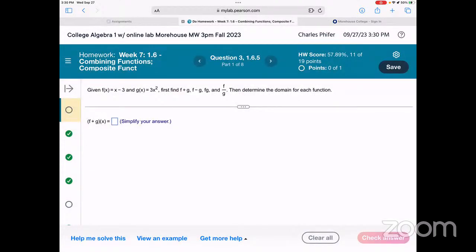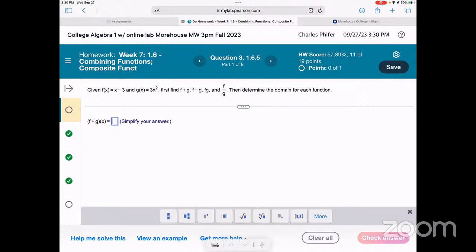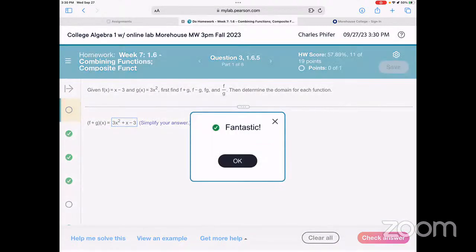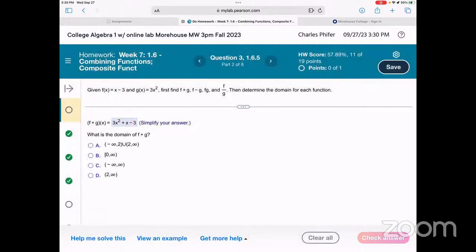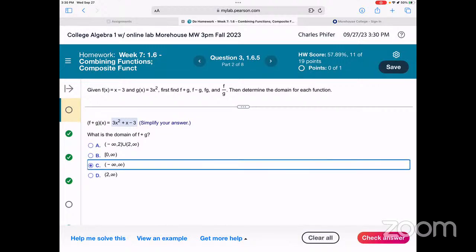Given this f and this g, basically add them together and determine the domain of each. So combining like terms, there are no like terms, so we just add all the terms together. 3x squared plus x minus 3. Okay. The domain of f is all reals. The domain of g is all reals. All reals intersection all reals is all reals.